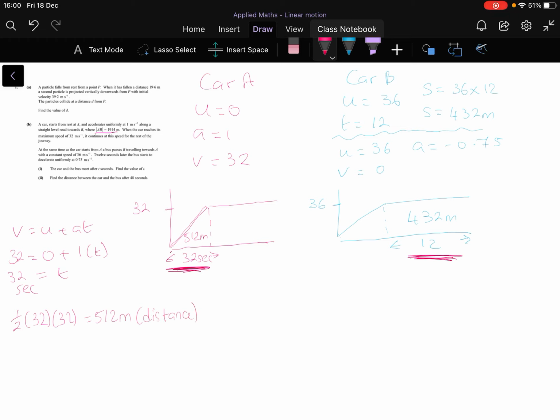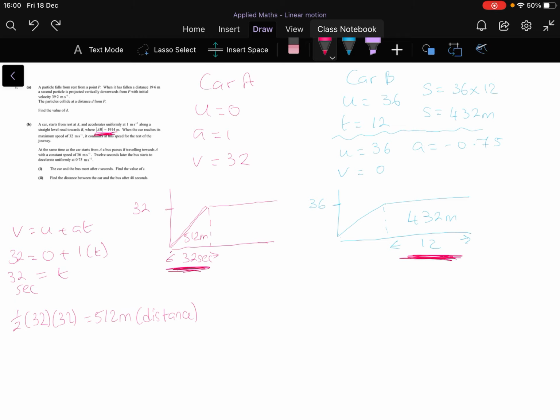So if I add those two sections together, I can see that I'm not anywhere near this 1,914. So that means that I am outside of this 12 seconds and I'm outside of this 32 seconds. So they're meeting while this car here is decelerating and while this car here is going at its constant pace, or its maximum velocity.